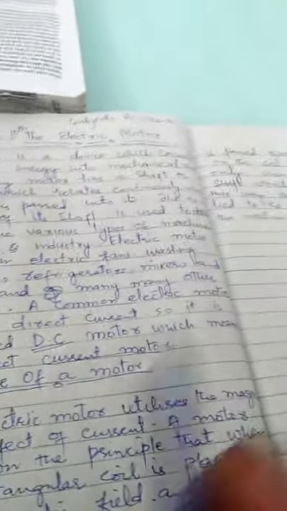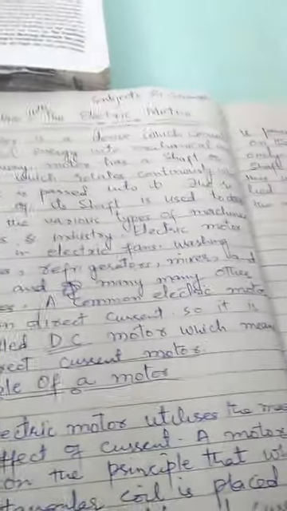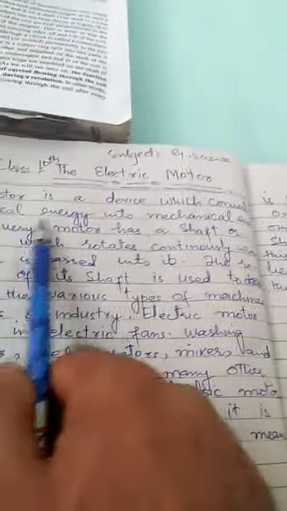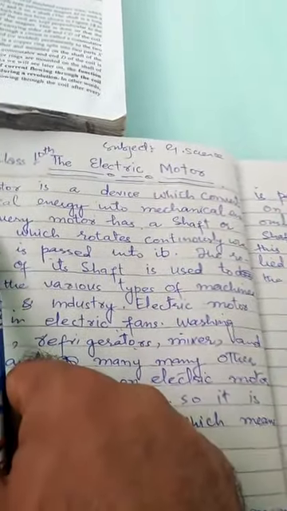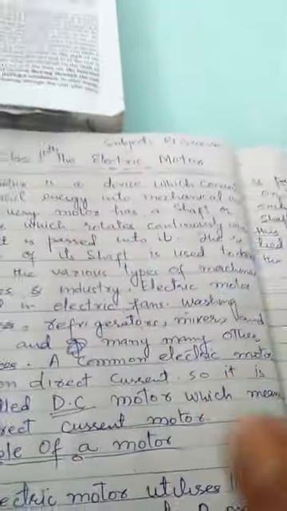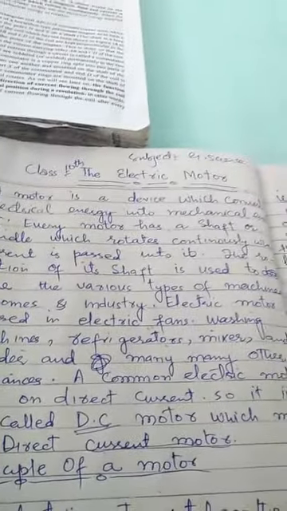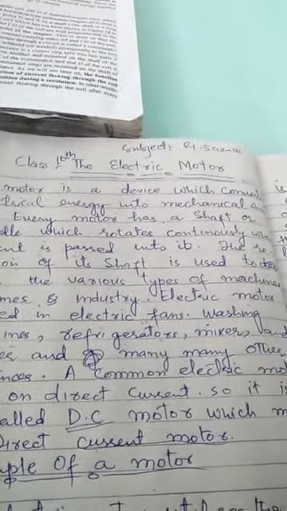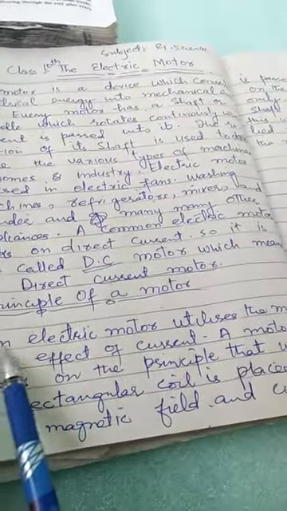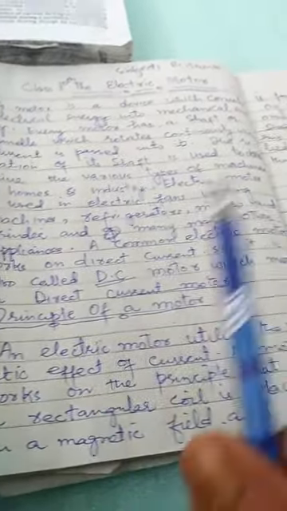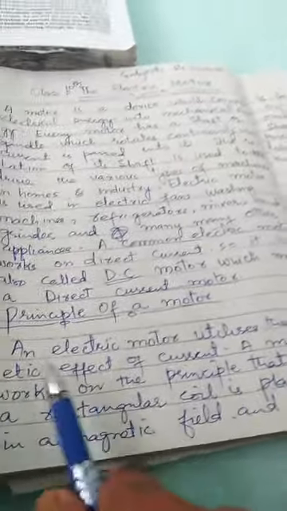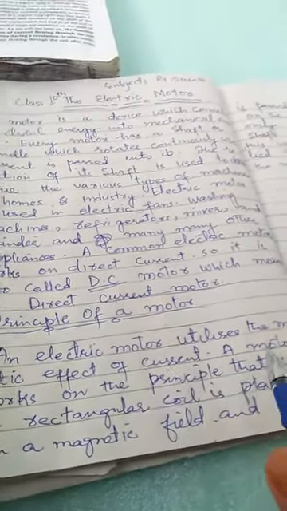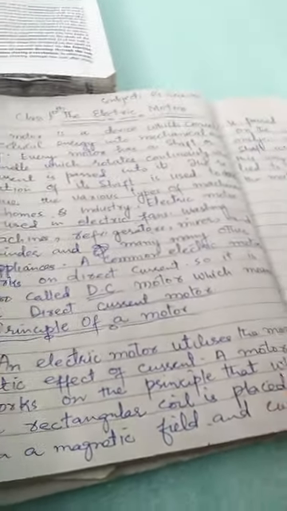Let us revise this. The electric motor is a device which converts electrical energy into mechanical energy. Every motor has a shaft which rotates continuously when electric current is passed into it. The electric motor utilizes the magnetic effect of current for its functioning. It works by the magnetic effect of current.